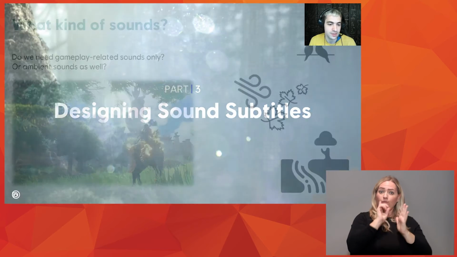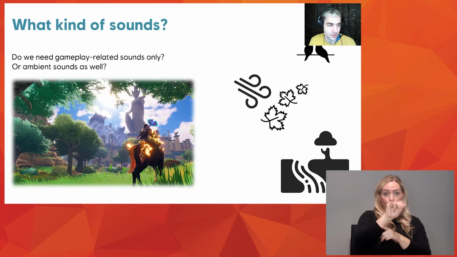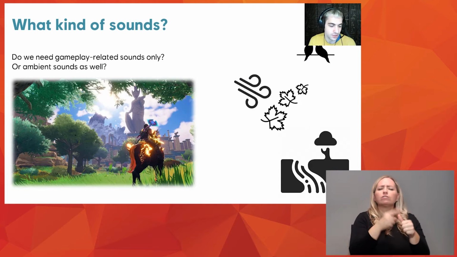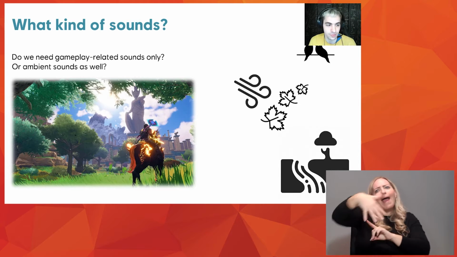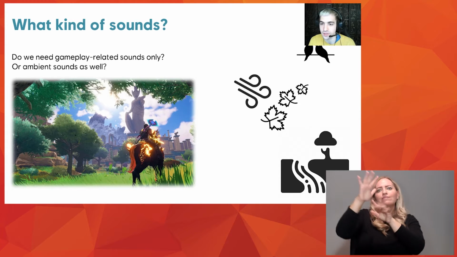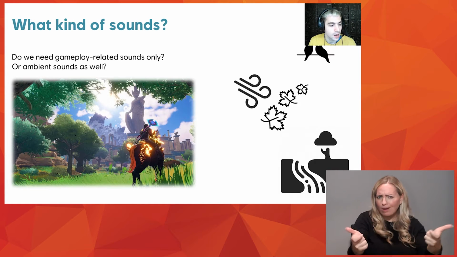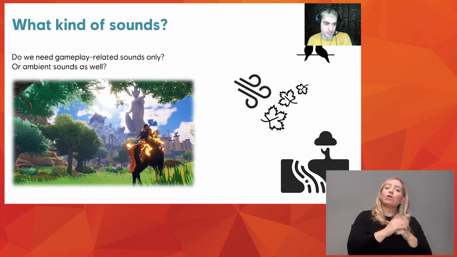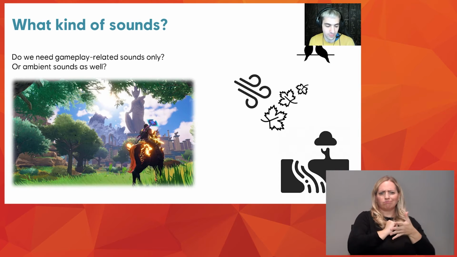How did we design it for our game? Once again, we worked on Immortals Fenyx Rising, and the first main question was, do we want to support gameplay-related sounds only, or should we think about ambient sounds as well? By ambient, I mean wind, fallen leaves, birds singing, a river flowing, and so on. We decided to start with gameplay, because this is the most important one from the gameplay point of view, and that was our goal.